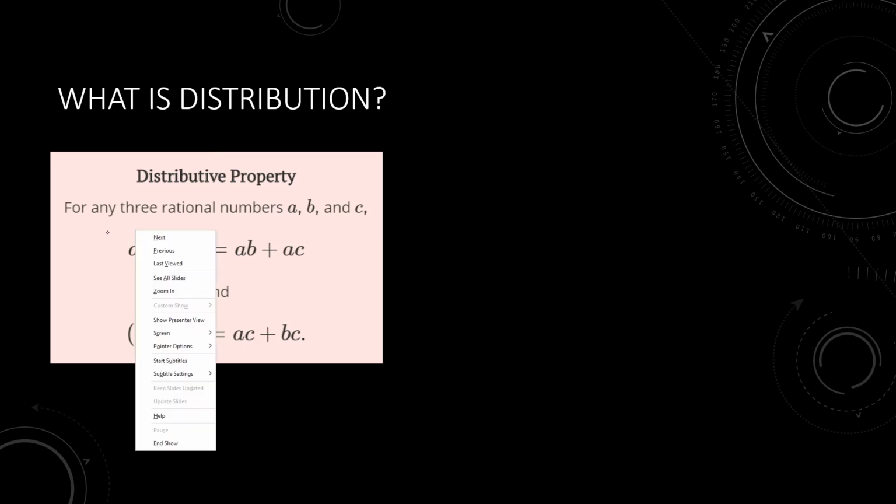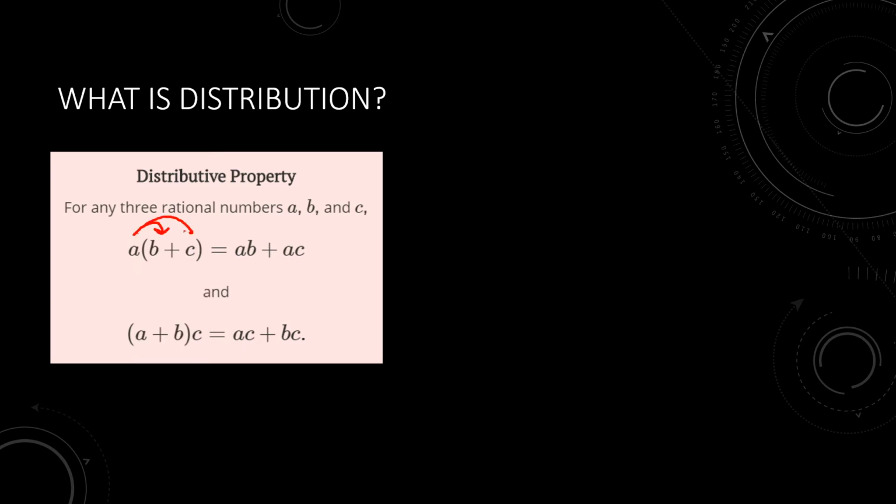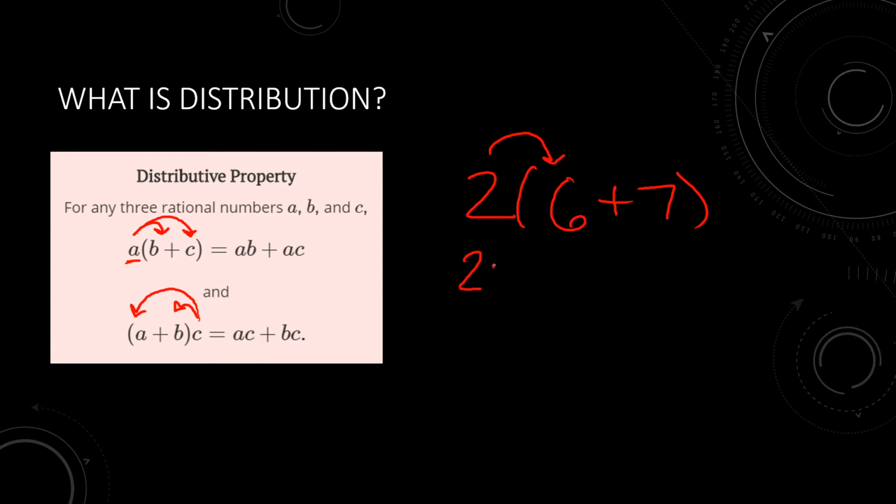So you can see on this problem, I am taking this A, multiplying it to B, and then multiplying it to C. It can also go backwards as well. Essentially, anytime you see something that looks like this, say I had 2 times 6 plus 7, I'm going to take this 2, multiply it by 6, my plus sign stays in the middle, and then I'm going to take that 2 and multiply it to 7. Okay, so it's just a different way of getting to your answer.